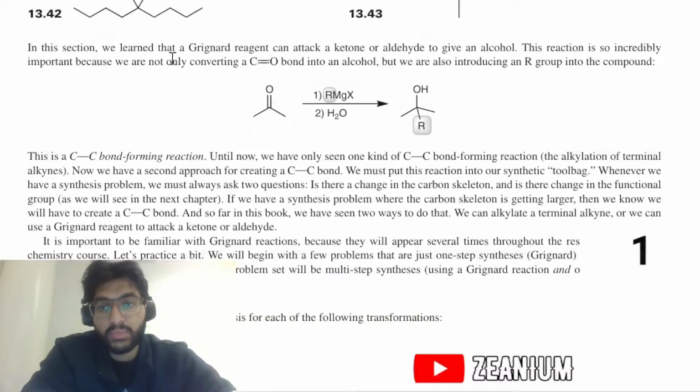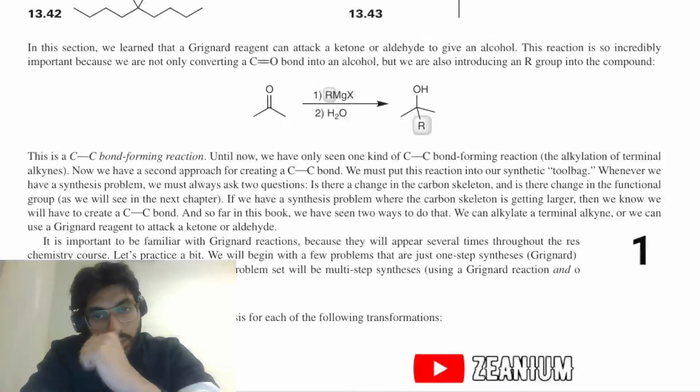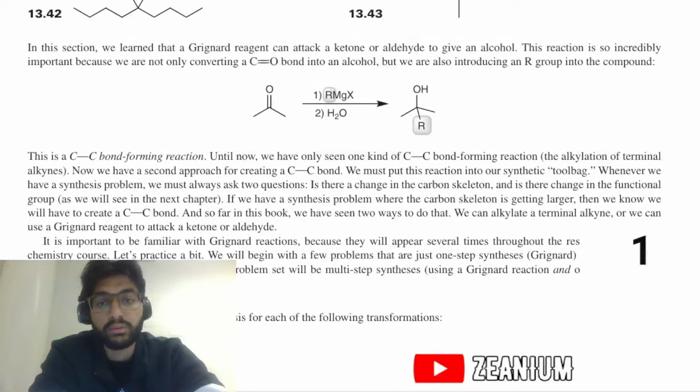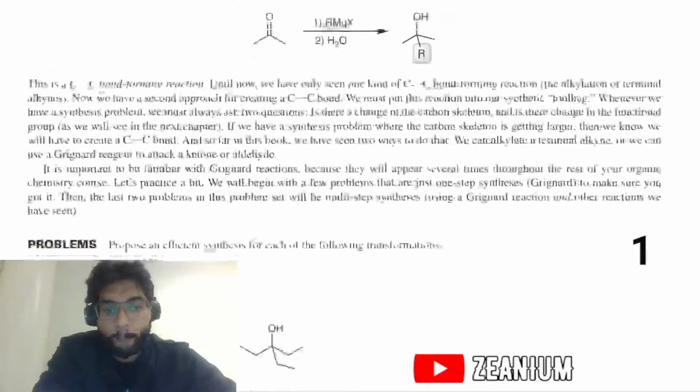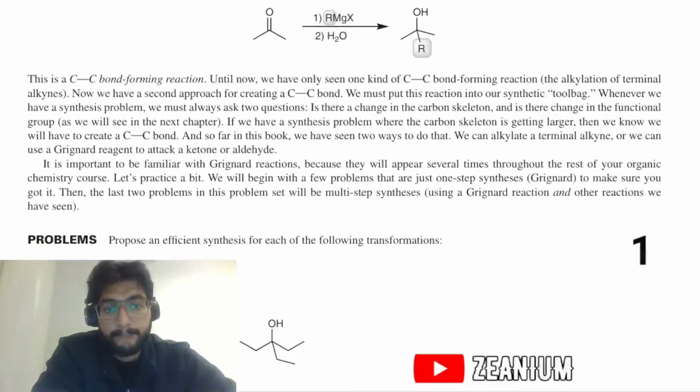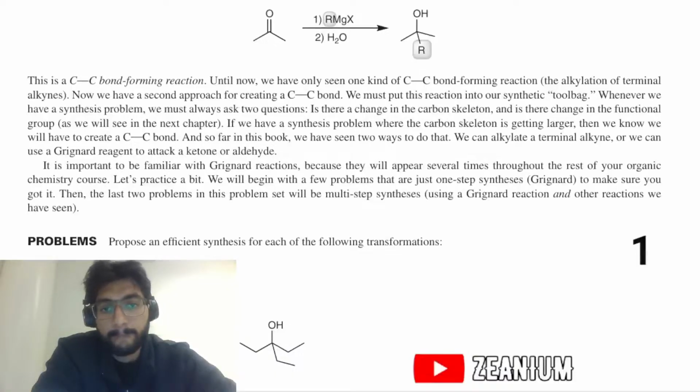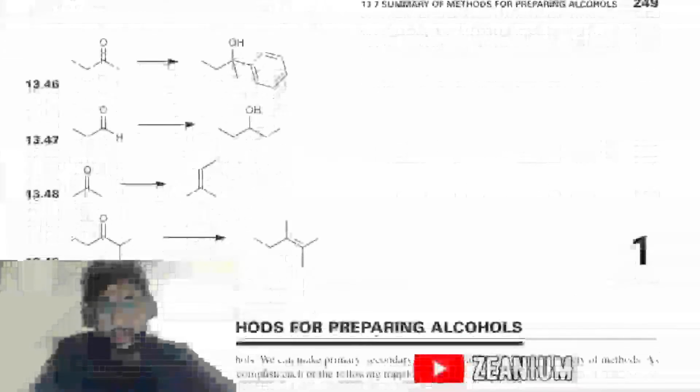In this section, we will learn that the Grignard reagent can attack a ketone or aldehyde to give an alcohol. This reaction is so incredibly important because we are not only converting a ketone into an alcohol, but we are also introducing an R group into the compound. Okay, so with the Grignard reaction, you can also make an alcohol. That's all I have to remember.